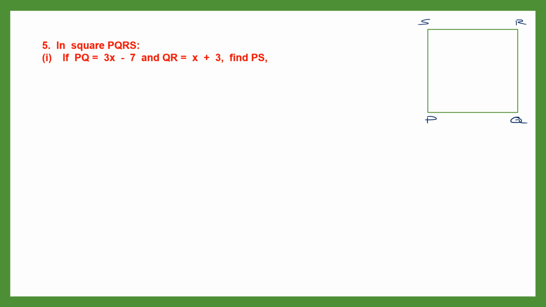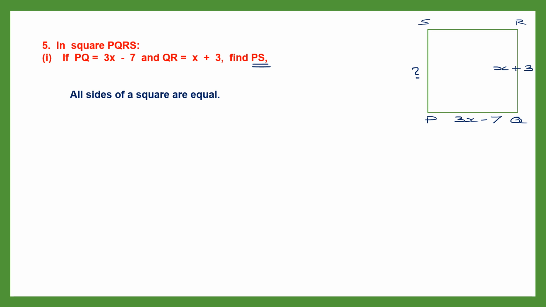Question 5. In square PQRS, so we have a square PQRS. In this, question 1, if PQ is 3x minus 7 and QR is here, is x plus 3. So QR is x plus 3. We have to find PS, that is this side. Now this is a square and we know all sides of a square are equal. So if we find the measurement of one of these sides, this also will be the same measurement. For that, first we have to find the value of x. So this point, all sides of a square are equal.